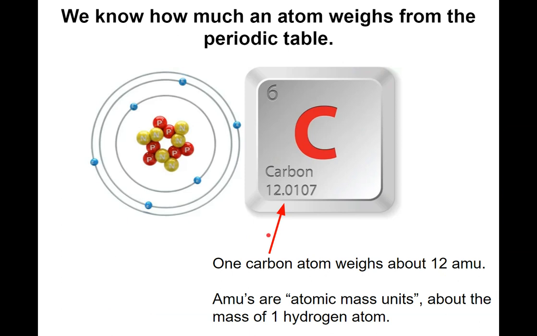Okay, so let me start from this. We know how much an atom weighs from the periodic table. We haven't talked really about the periodic table, but you've seen them. One of these numbers on the periodic table is how much the atom weighs in atomic mass units, which is about the mass of one hydrogen atom. Hydrogen's the smallest, so it's like, how many of the smallest atom does this weigh?